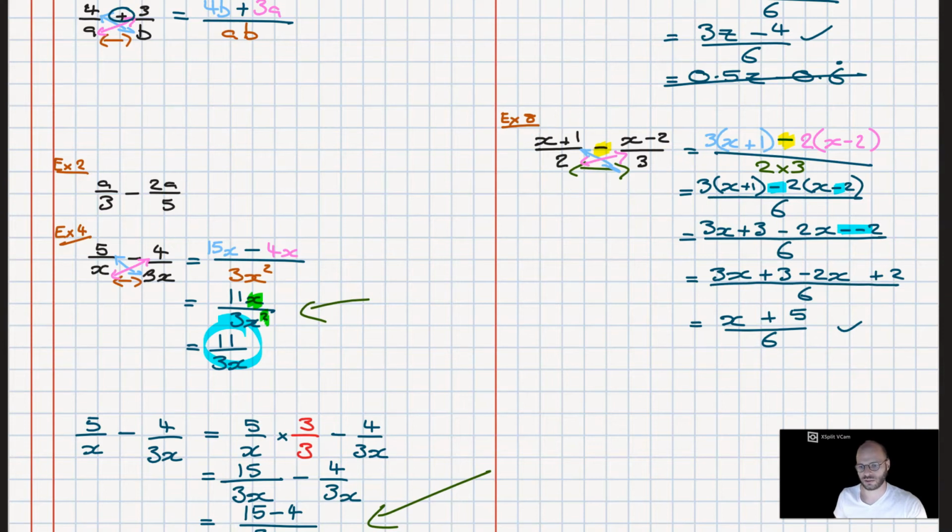So this has been two examples of how we do fractional arithmetic, so adding and subtracting fractions where there are multiple terms within the numerators.